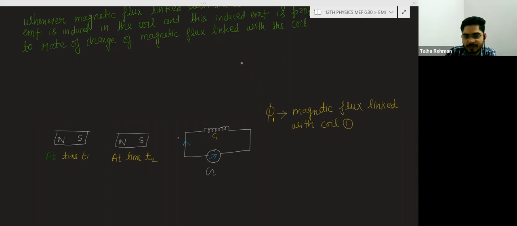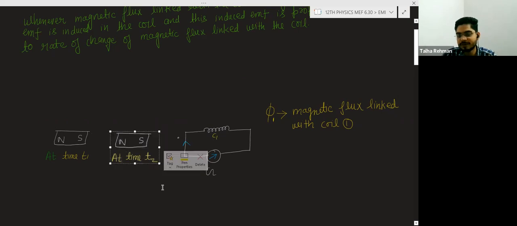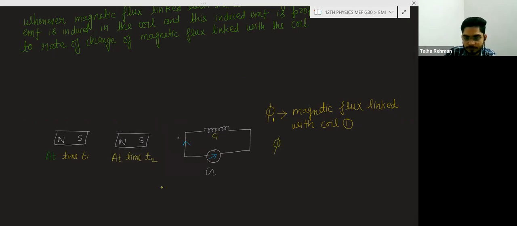This is phi 1, and when the magnet is here, there will be magnetic flux due to this magnet here. So phi 2 is the magnetic flux linked with coil 1 at time t2. This is at time t1.